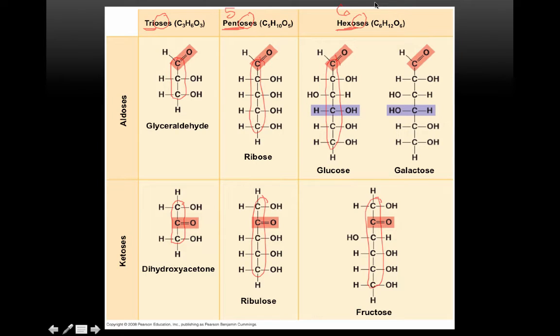Along the left-hand side, we have a couple other names, aldoses and ketoses. And this is in reference to the carbonyl group, whether it is on the end of the molecule attached to a hydrogen atom, or whether it's embedded in the molecule attached to 2 different carbon atoms. So these are just some ways that we can classify and categorize our different types of monosaccharides, or the monomers in the carbohydrate category.